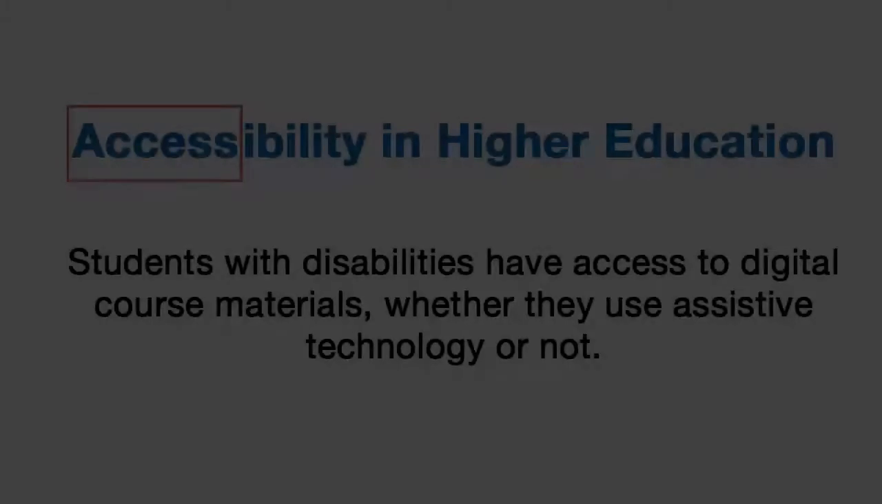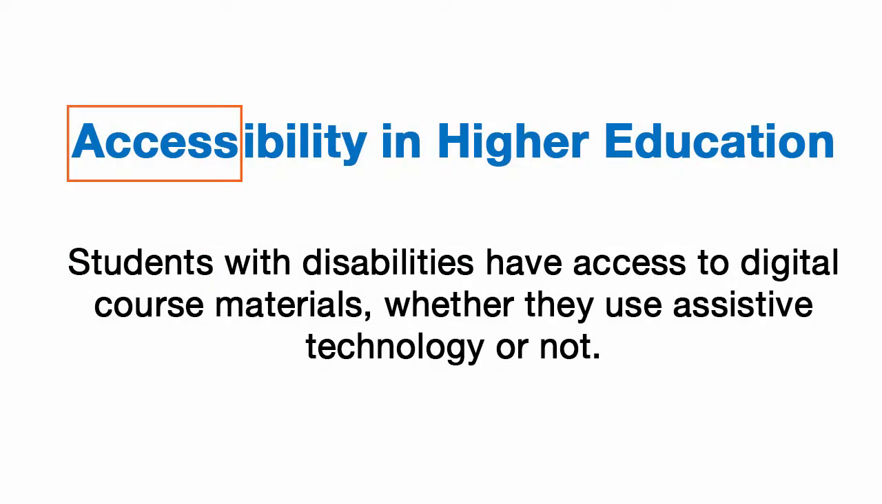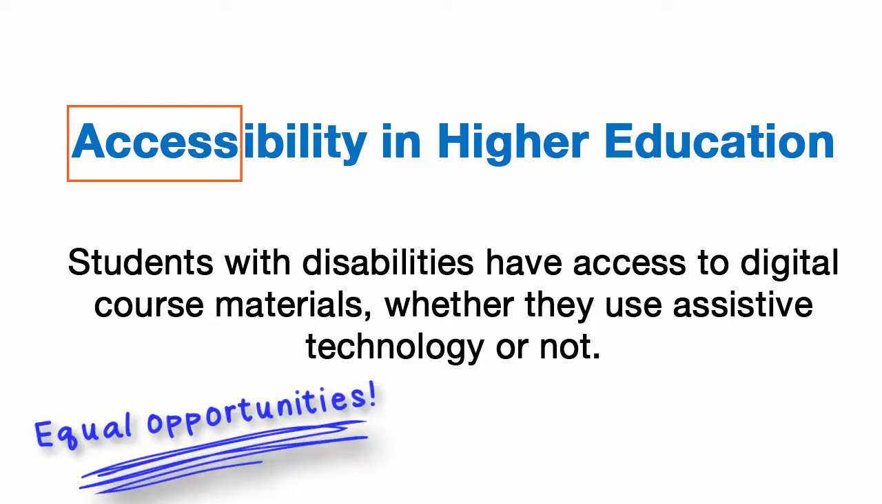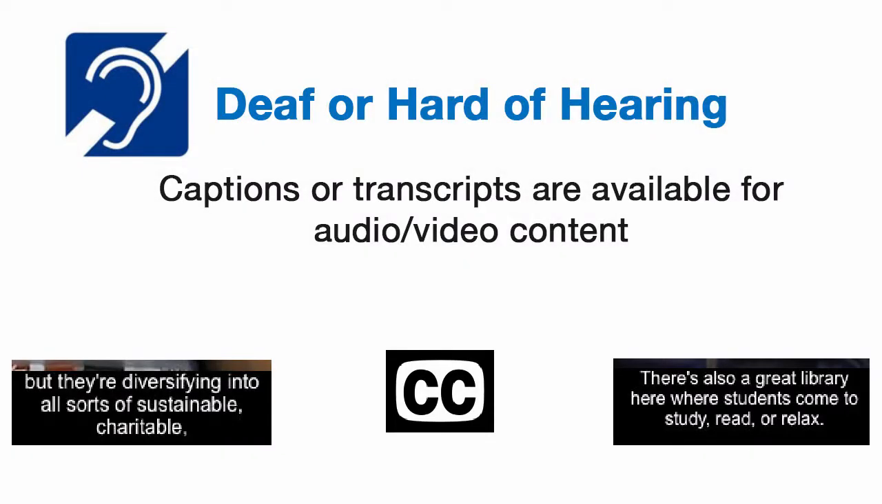Accessibility in higher education ensures that any student can access digital content and information, whether they use assistive technology or not. Accessibility gives students with disabilities equal opportunities to participate and take part in their classes that involve digital content. For example, video and audio content have captions or transcripts available, so those who are deaf or hard of hearing have access to this content.